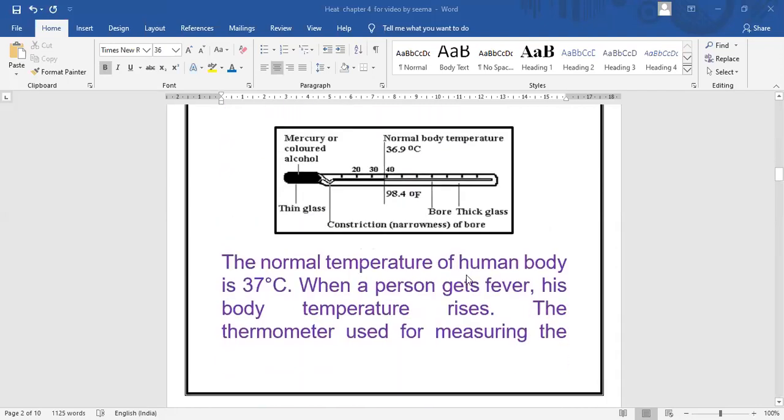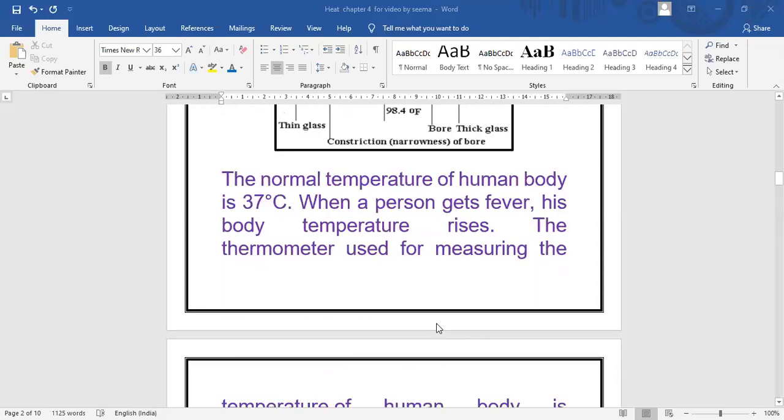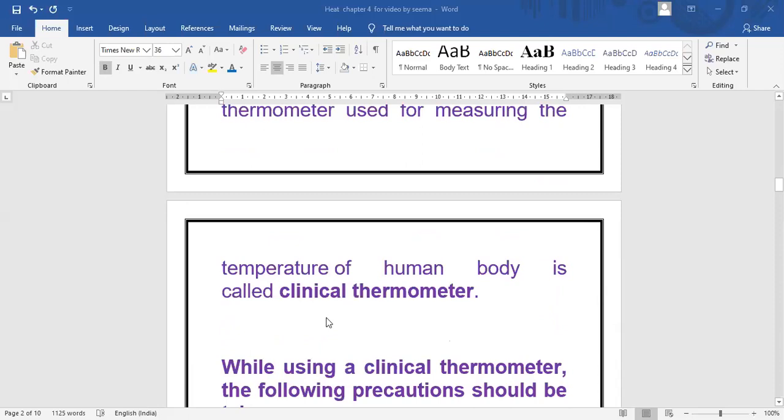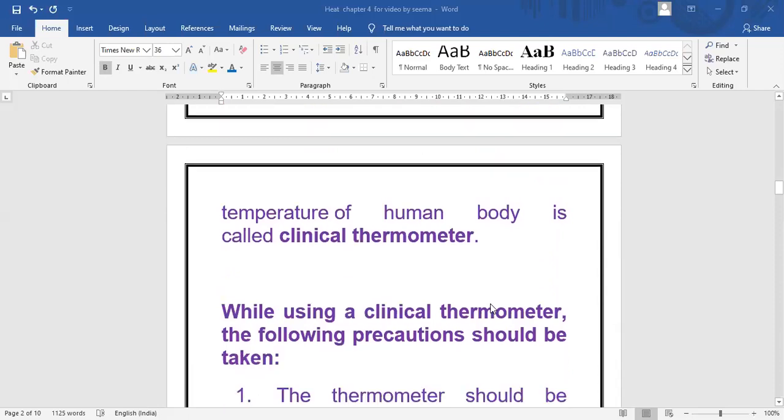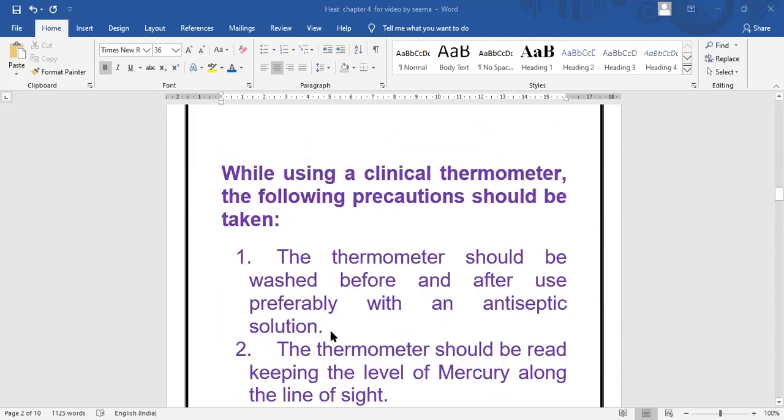Now, the normal temperature of the human body is 37 degrees Celsius. When a person gets fever, his body temperature rises. The thermometer used for measuring the temperature of the human body is called a clinical thermometer. While using a clinical thermometer, we have to follow some precautions.